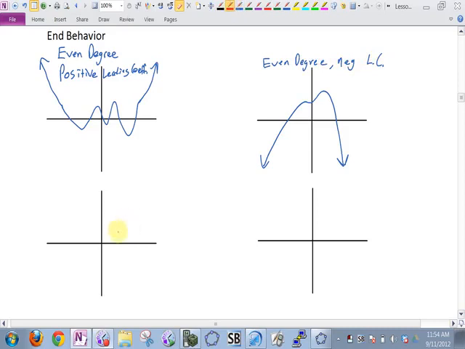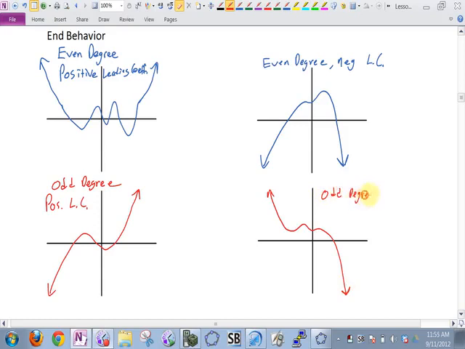We could have negative to the left and positive to the right. So positive inputs output positives, negative inputs output negatives. That would be odd degree, but what about the leading coefficient? Positive LC. And then we can have the negative of that, which is up to the left, down to the right, odd degree, negative leading coefficient.